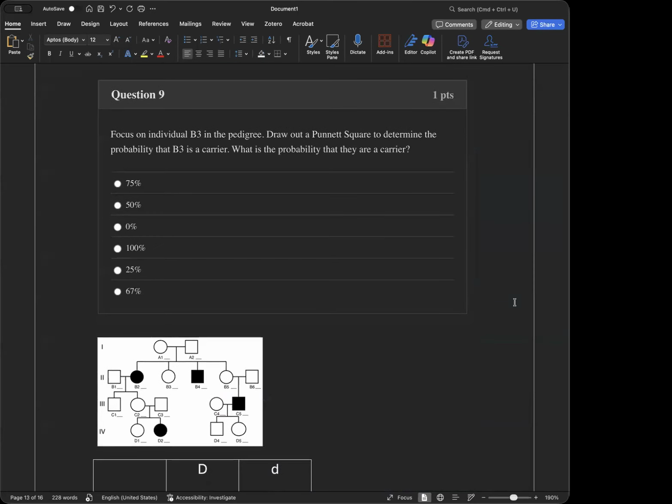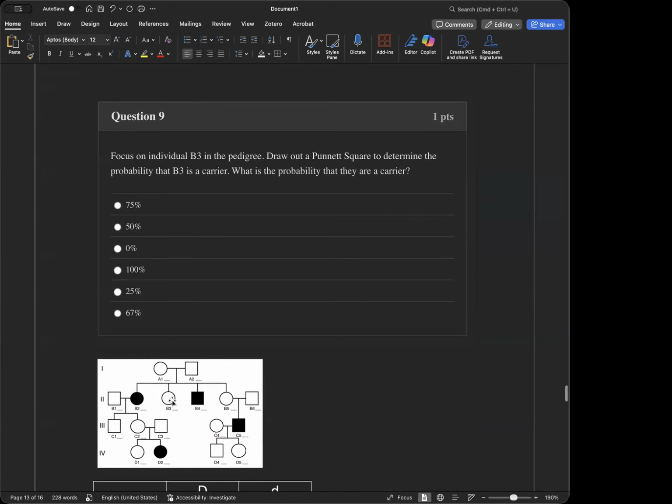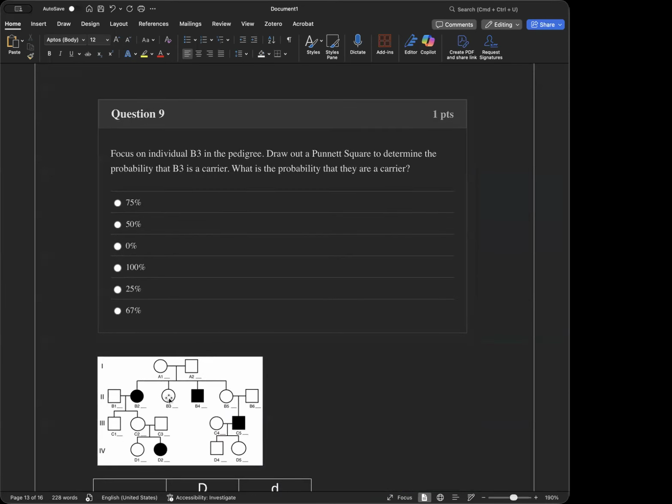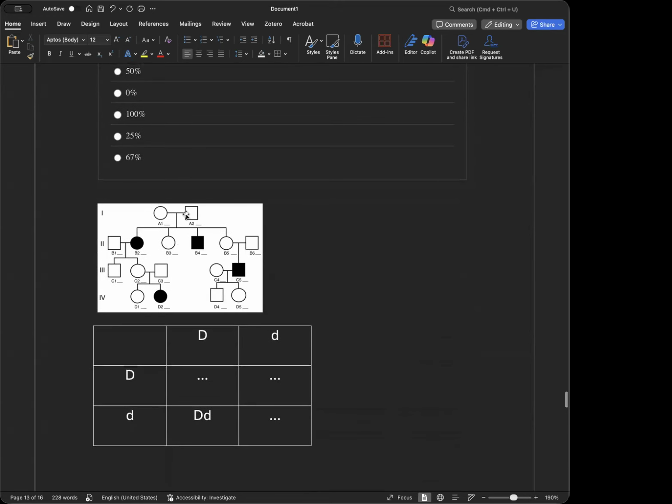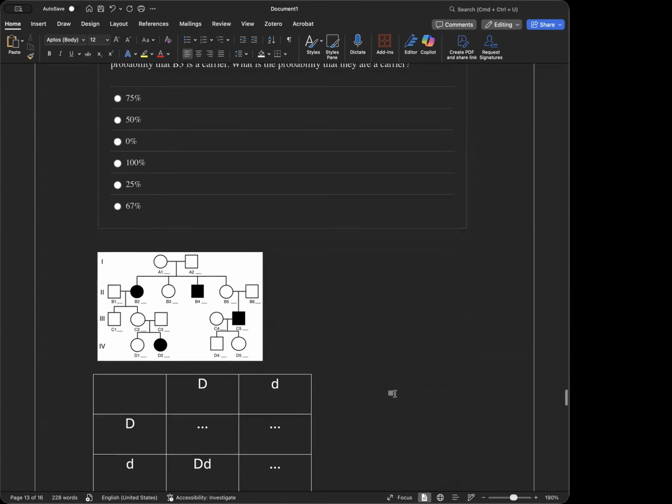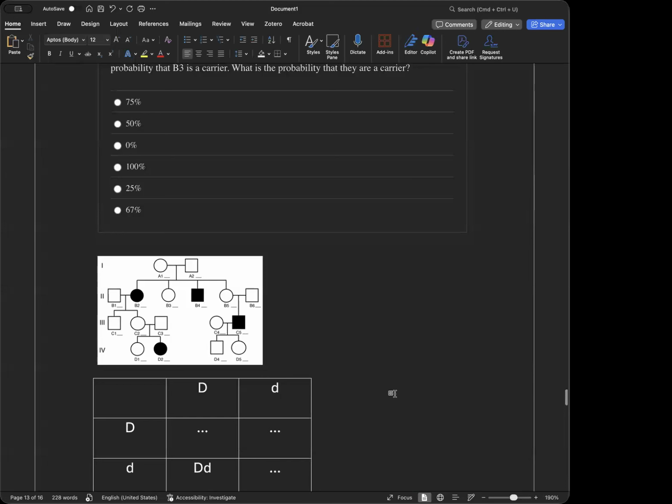So for question 9, focus on individual B3 in the pedigree, which is right here. Draw out a Punnett square to determine the probability that B3 is a carrier. So what is the probability that B3 is a carrier? We already know that the parents A1 and A2 have to be heterozygous for this disease. We can go ahead and draw out that Punnett square. So here's our heterozygous grandmother and grandfather, great grandmother, great grandfather, whatever you want to call them, generation ones. And then you would just fill this out and determine what is the probability of them being a carrier.